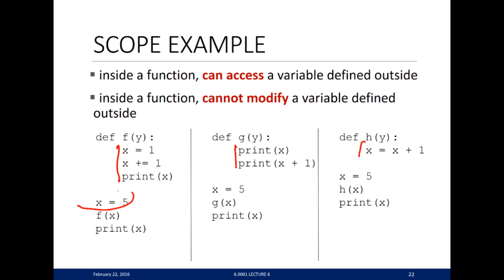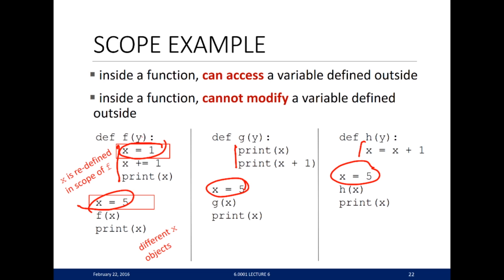In each case, I'm going to define x to have the value of 5. I'm going to call the function with that value of x, and then I'm going to print out x. What happens in the case of f of x as 5 is passed in? I redefine x to be 1 inside of there. And then I add 1 to that value of x, which is 2. And then I print out x. So in fact, f of x is going to print out the value 2. And then this print statement is going to print out the value 5. Why? Because it sees the value of x defined in the global scope, which is where I am.